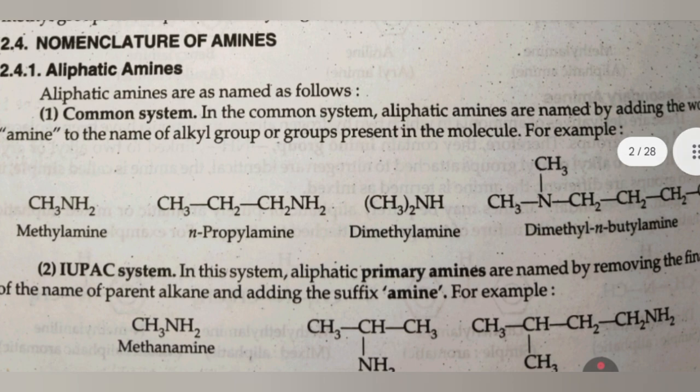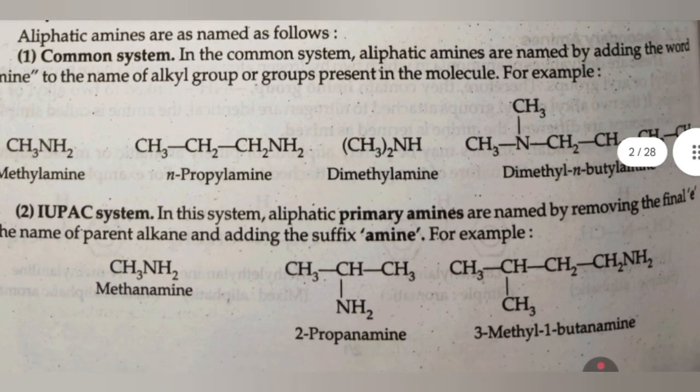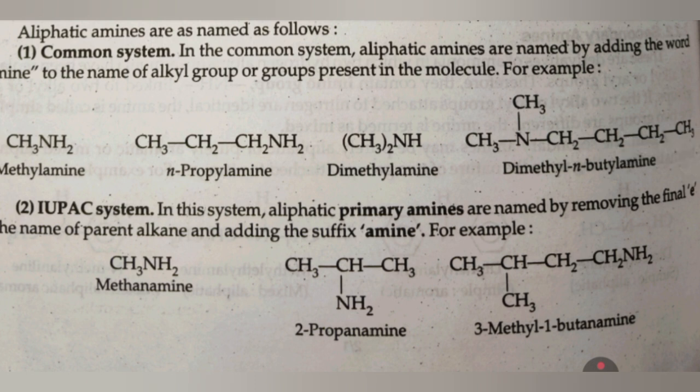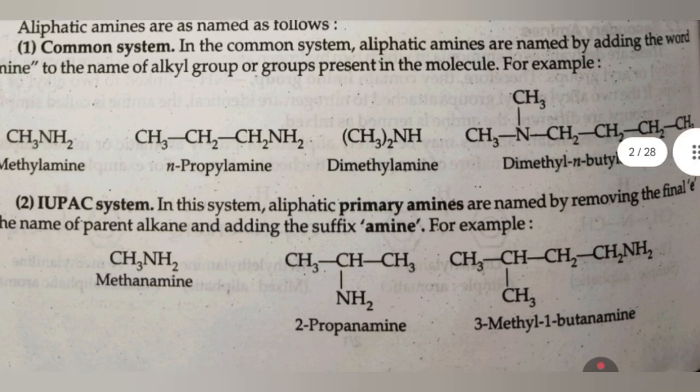Nomenclature of amines. First is aliphatic amines. Aliphatic amines are named as follows. First is the common system. In the common system, aliphatic amines are named by adding the word amine to the name of the alkyl group or groups present in the molecule. For example, methylamine and propylamine, dimethylamine, dimethyl butylamine.